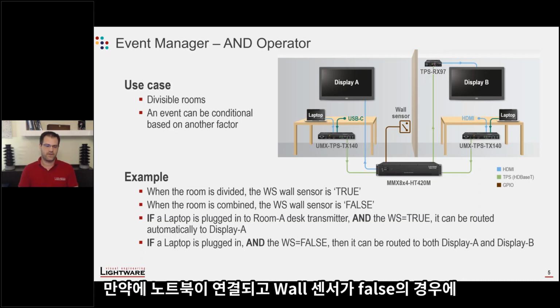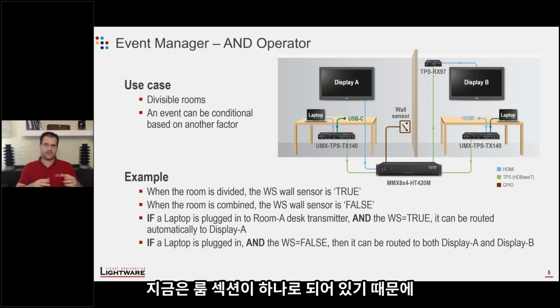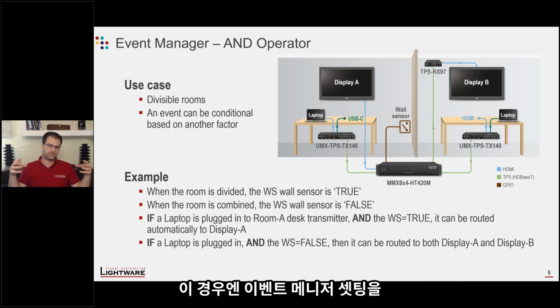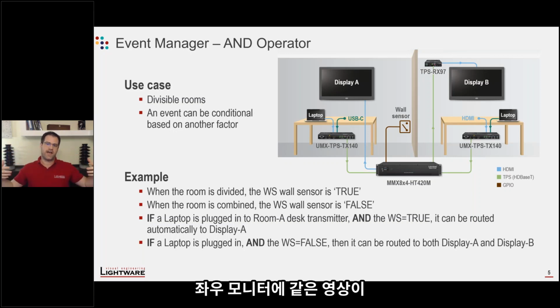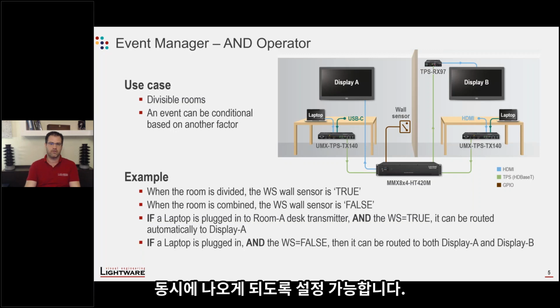of the room. However, if the laptop is plugged in and the wall sensor is false, then I can tell that, okay, I have a combined room now, and I can have an event set up to route that same laptop signal to both displays. So if I have a larger audience in the combined room, I can have all of them watch what I am presenting.